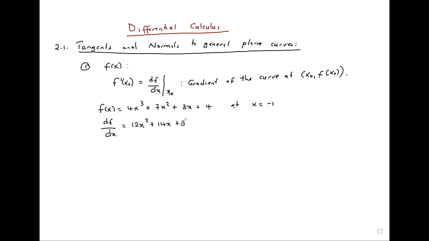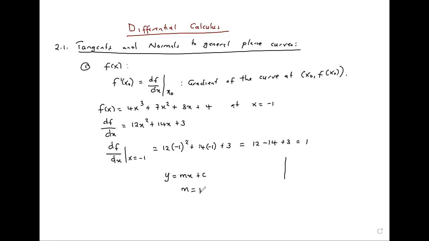Answering now the gradient at x is equal to -1, we'll substitute in this derivative x is equal to -1. That is 12 times -1 squared plus 14 times -1 plus 3, which is equal to 12 minus 14 plus 3, which is 15 minus 14, which is 1. So the gradient, remember, you will write something like this: mx plus c. What we are calling the gradient now is m. So m is equal to 1. Remember, a gradient is always a gradient of a straight line that is touching the curve at that point. So when you're talking of the gradient, we mean, maybe I have something like this. I'm looking at the gradient at -1, meaning I want the gradient of this line here that is touching the curve at -1.